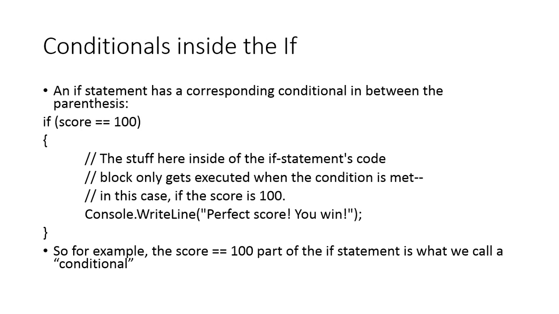And an if statement has what we call a corresponding conditional in between the parentheses. So if the score is equal to 100, and you use two equal signs for this, if score equals 100, then we write out that you have a perfect score and you win. So for example, if the score is equal to 100, the first part of the statement is what we call a conditional, and then the conditional block gets executed.